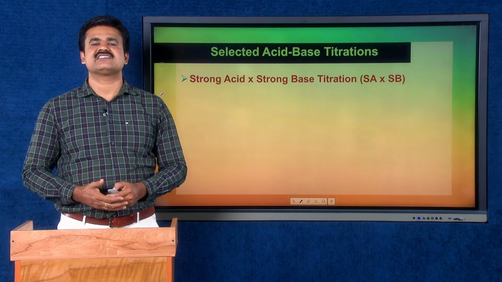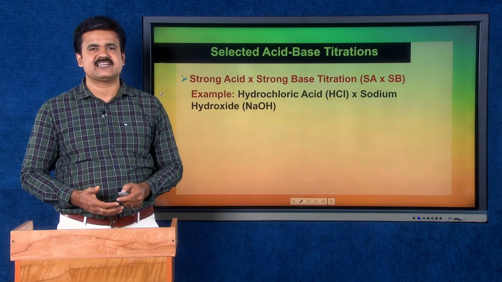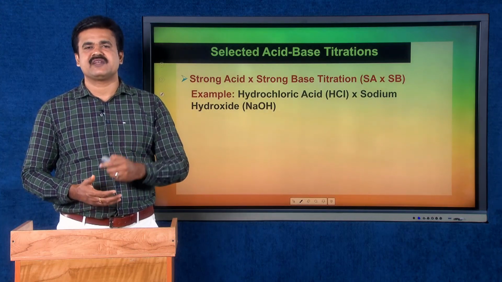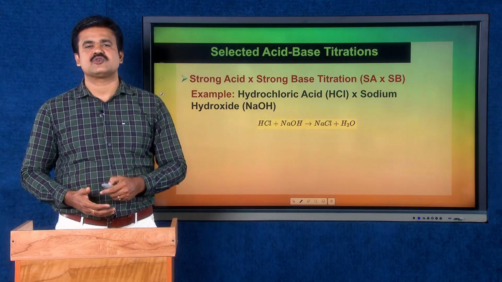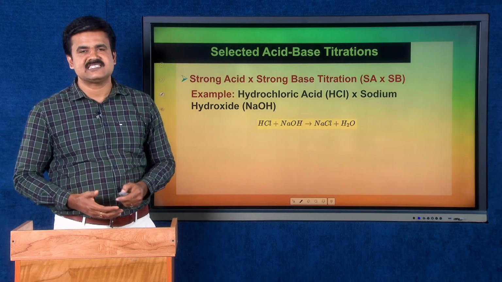Now, selected acid base titrations. Strong acid against strong base titration or SA against SB titration. Typical example is the titration between hydrochloric acid and sodium hydroxide. The reaction is shown here. HCl plus NaOH produces NaCl and water.